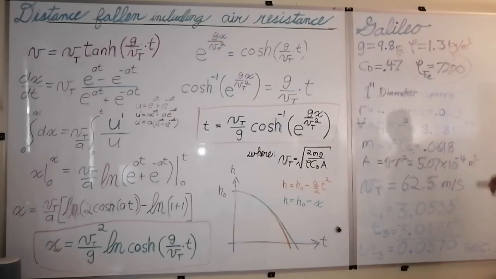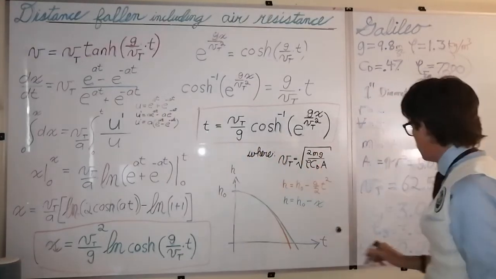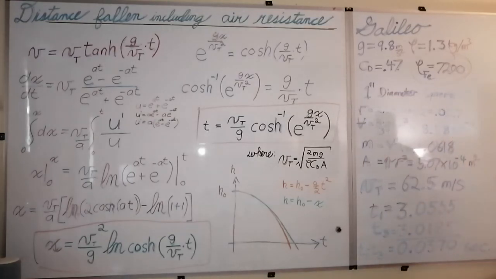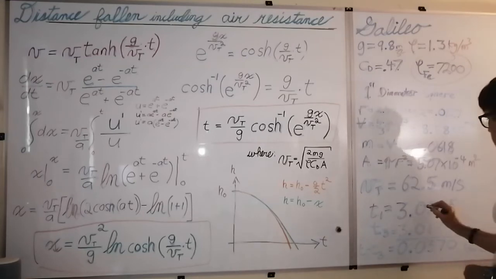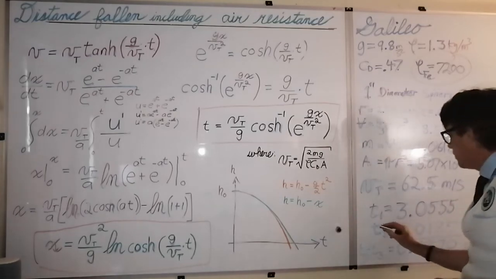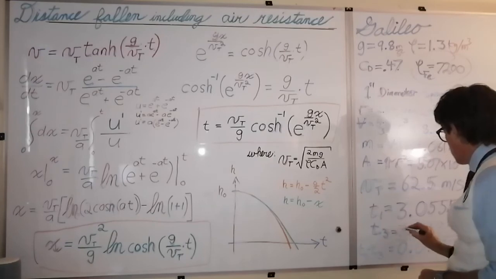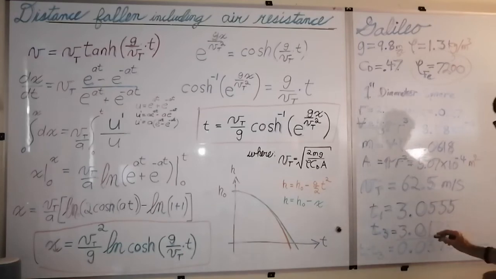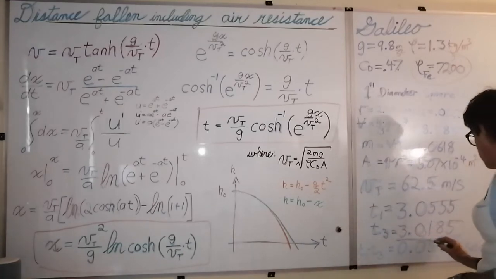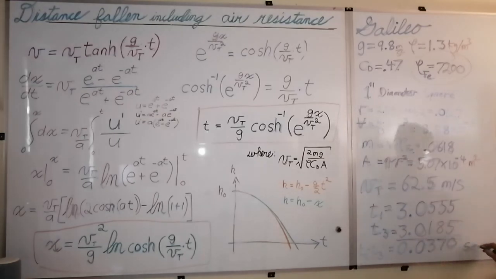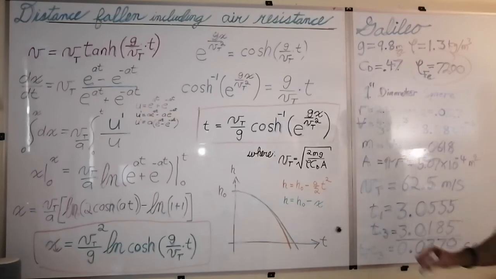And then if you put all of that into this equation, the time for a 1-inch diameter ball to fall its 50 meter drop from the Leaning Tower of Pisa is 3.0555 seconds. But the 3-inch diameter ball would fall slightly less time, and the difference is only 0.0370 seconds between the two balls.